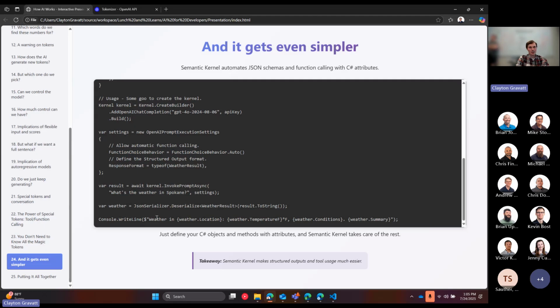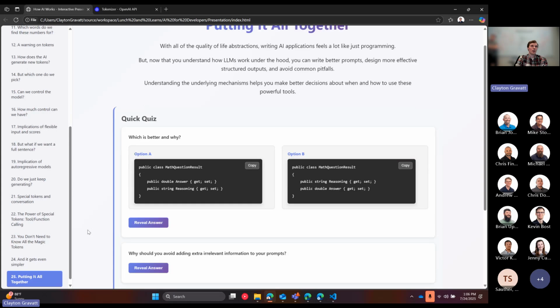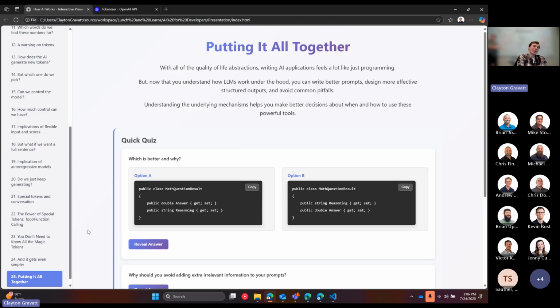And then we just have a result ToString that we can deserialize into our WeatherResult object. Now we're back to just having an object we can work with, so we can print out its weather.Location or weather.Temperature. So it's very nice. The takeaway there is just that Semantic Kernel is awesome and it makes structured outputs and tool usage much easier. So, putting it all together: with all these quality-of-life abstractions, writing AI applications feels a lot like just programming again. But now that you understand a little bit about what's happening under the hood, hopefully you can write better prompts and design better, more effective structured outputs.